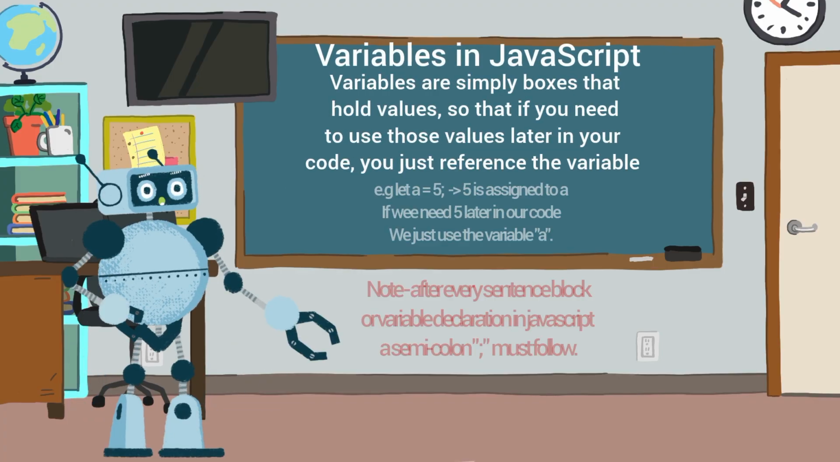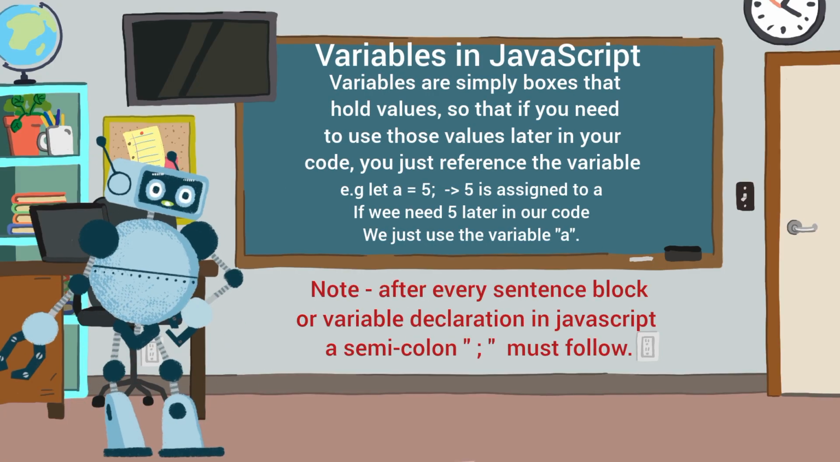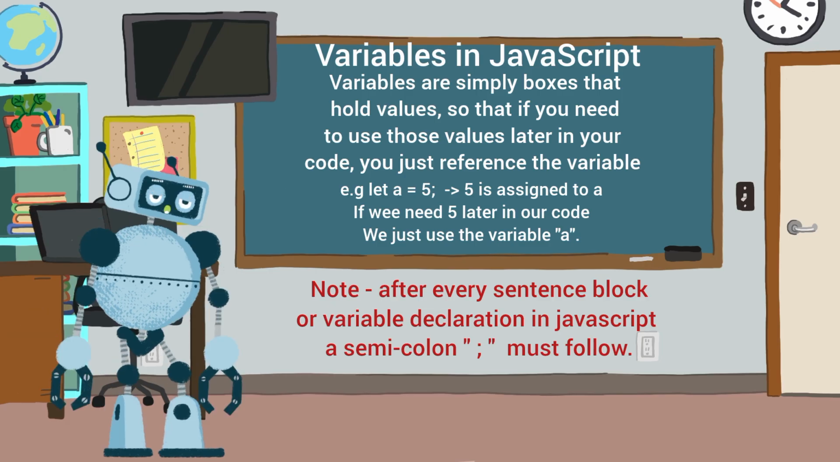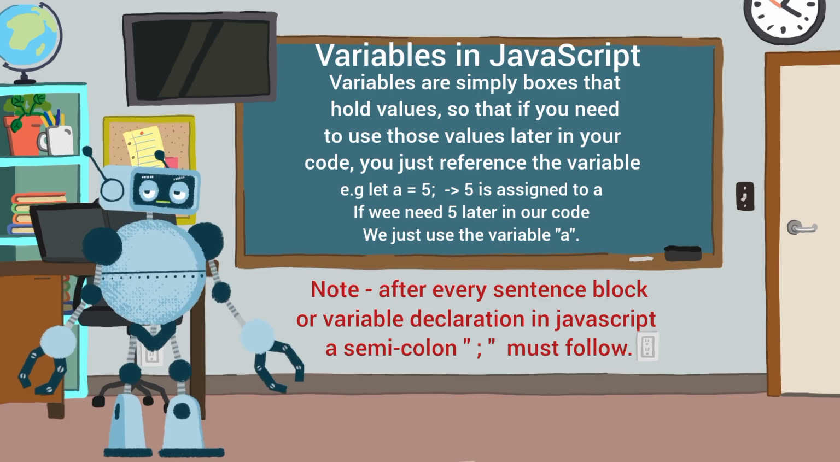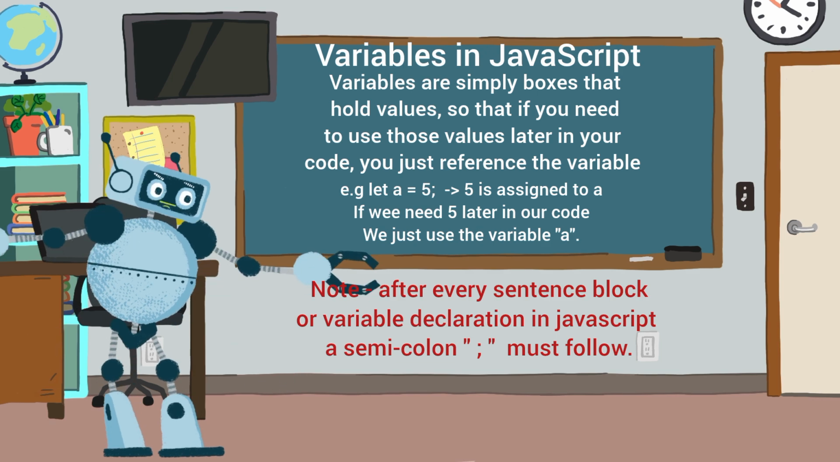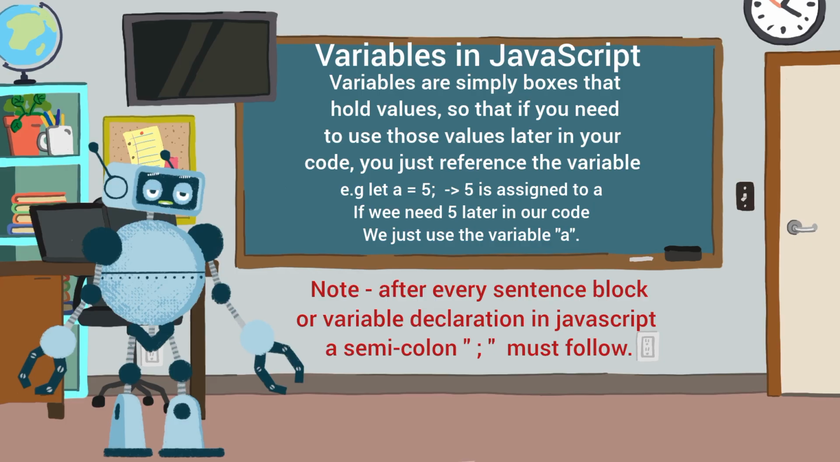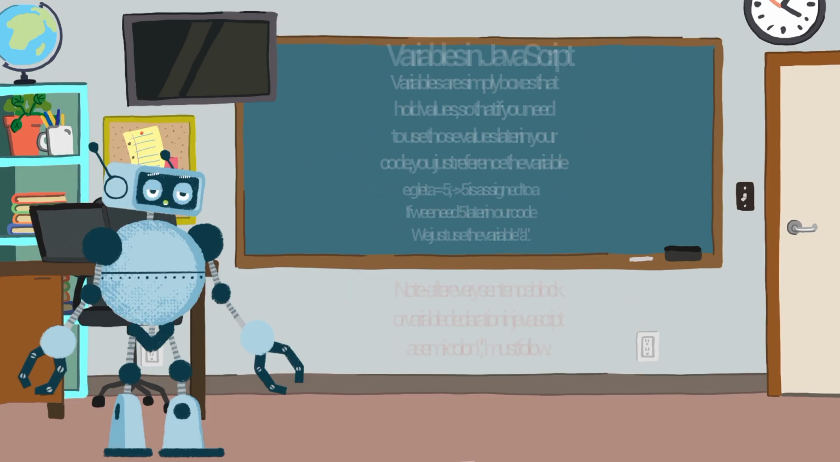Great! Let's move to variables in JavaScript. Like every other programming language, there are things called variables, and these are the backbone of your entire code. Variables are storage boxes that help store values in code, so they can be used later in some other place in the code. Example, let's say we want to use the number 5 somewhere in our code. We have to assign it to a variable like the letter A to hold it. So later when we need 5 in our code, we just reference the variable A.